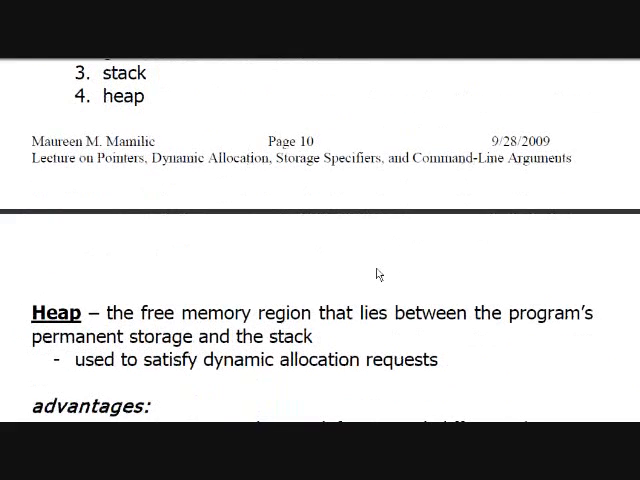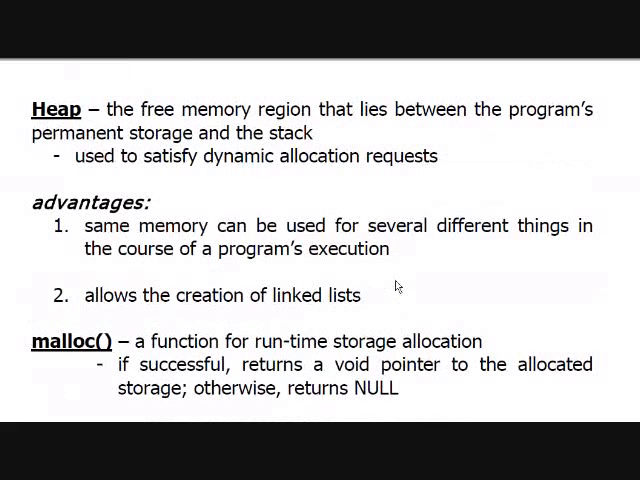So the heap, on the other hand, is a free memory region that lies between the program's permanent storage and the stack. And we use the heap to satisfy dynamic allocation requests. Meaning, you cannot just use the heap anytime you want. You need to make a request so that the memory can be allocated from the heap. So there are advantages to using the heap. So first, the same memory can be used for several different things in the course of a program's execution.